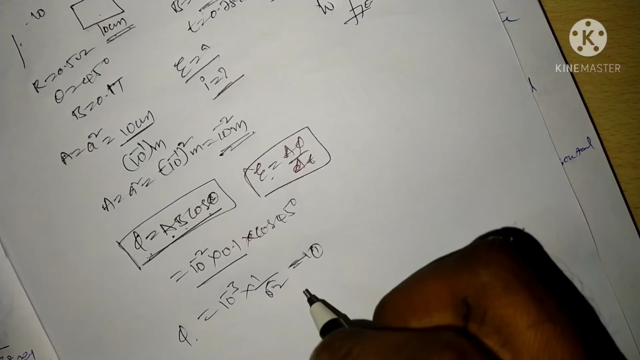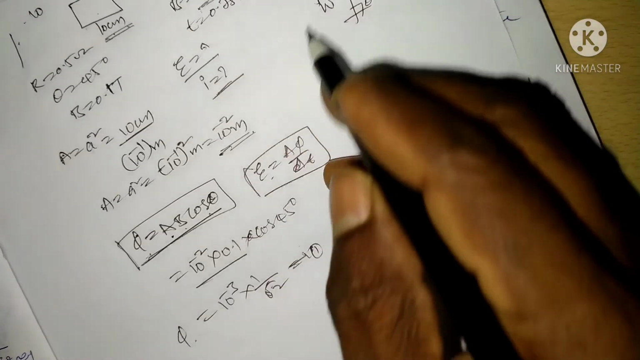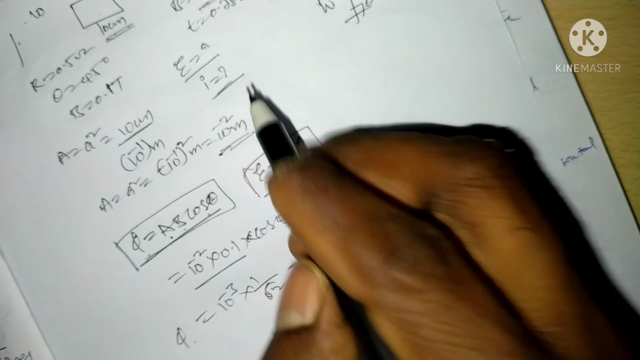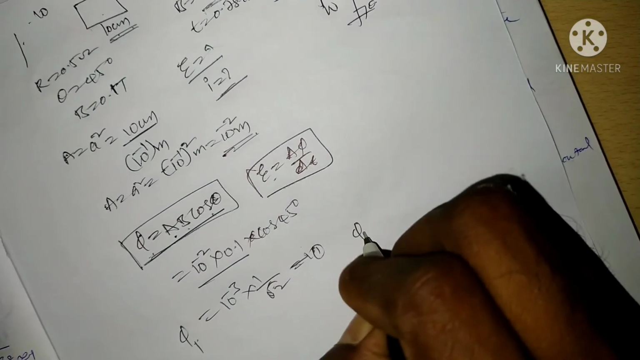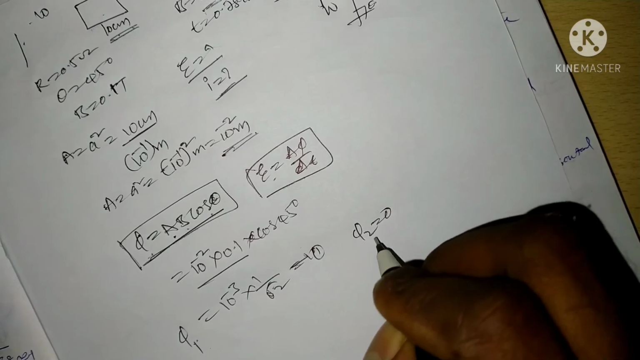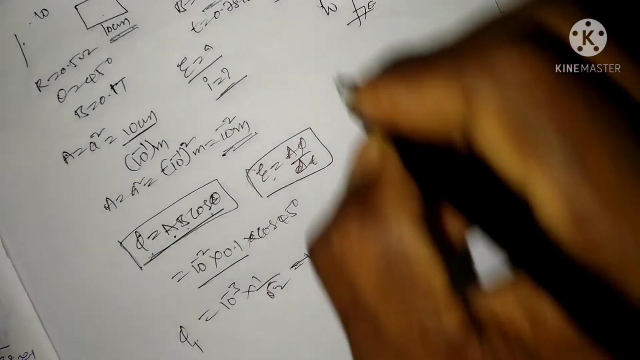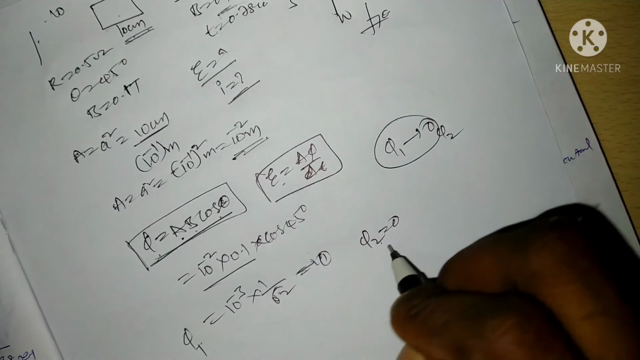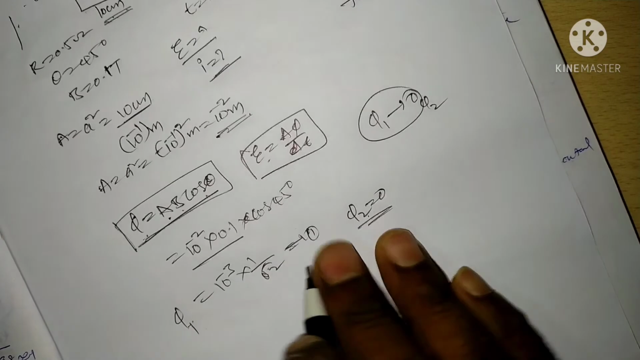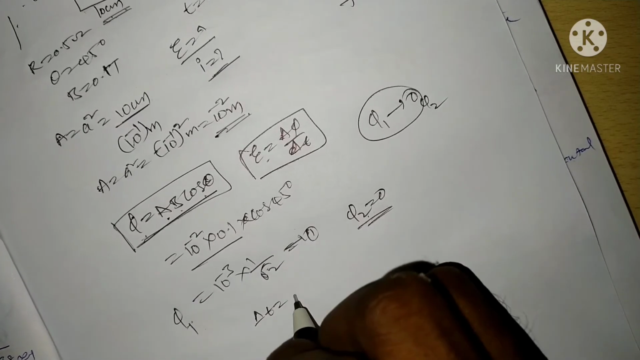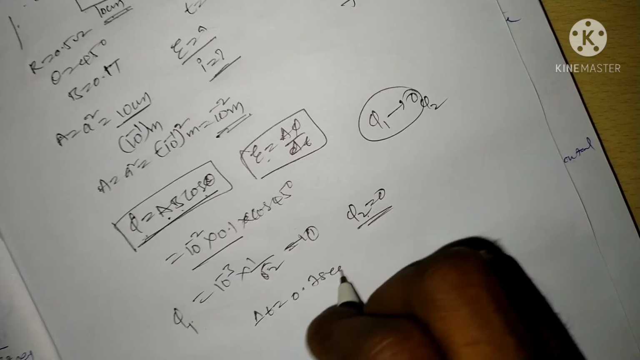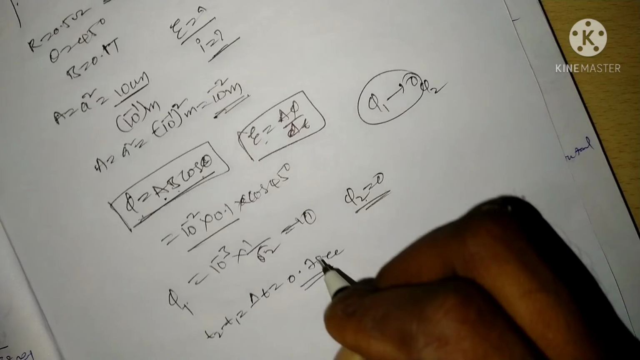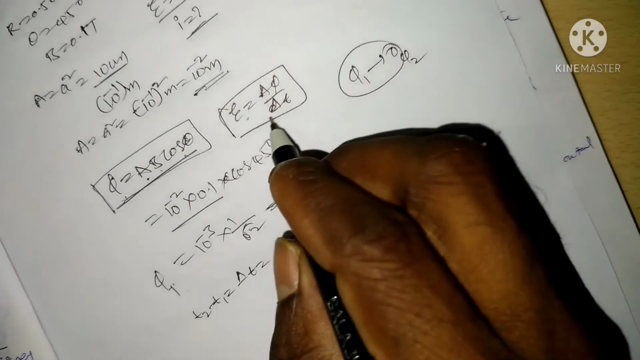This is phi 1. When the magnetic field is reduced to zero, the flux goes from phi 1 to 0, that is, phi 2 is equal to 0. Next, delta t is equal to 0.7 second, that is t2 minus t1. This value we substitute in the formula.